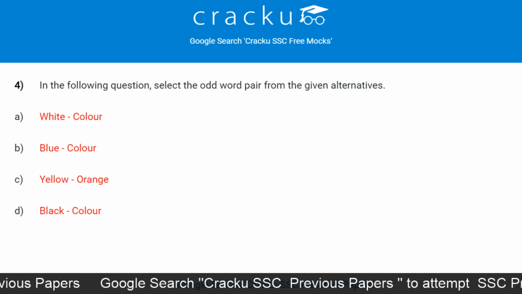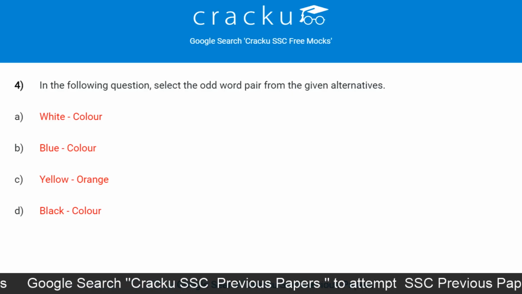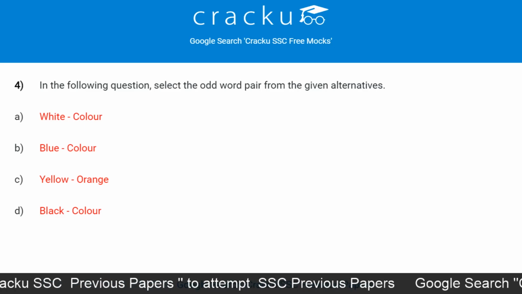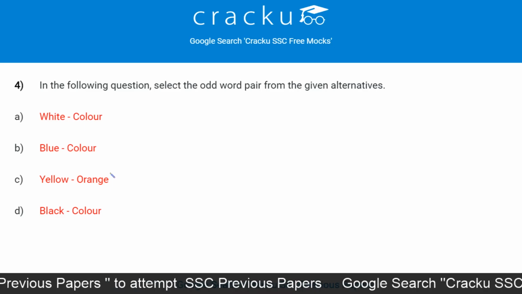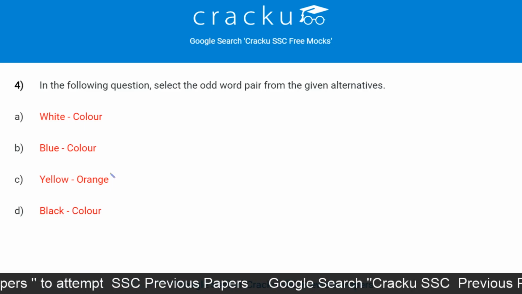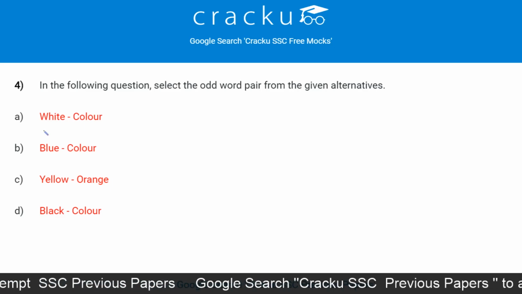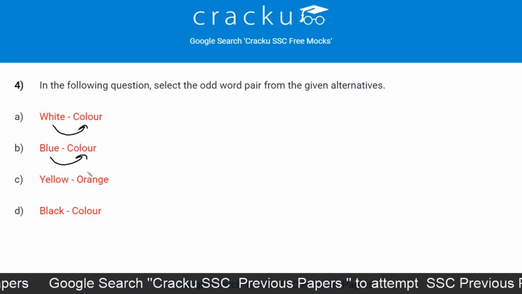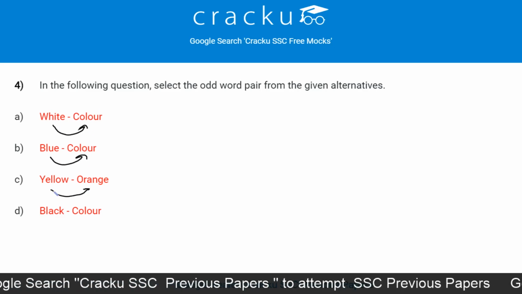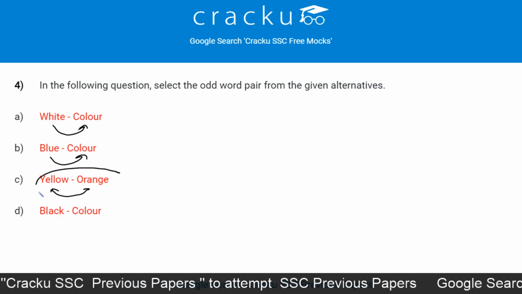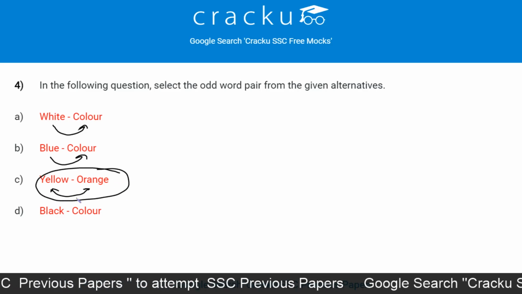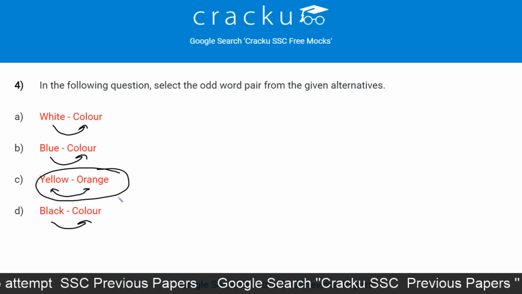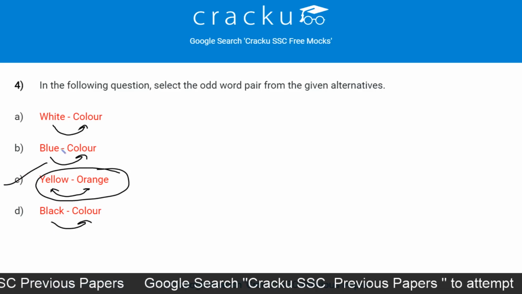In the following question, select the odd word pair from the given alternatives. Among these 4 options, 3 options are going to be similar and 1 option is going to be different, and we have to find it out. White is a color. Blue is a color, yellow, orange. If you see, this is not fitting in. Both are colors. Black is a color. So the answer of this question is option C.